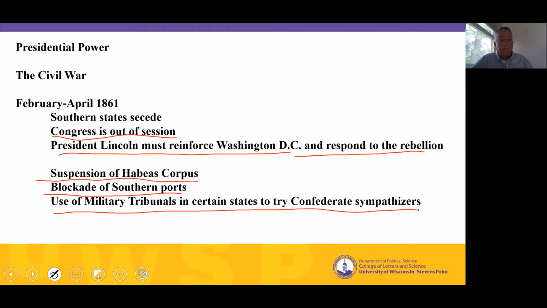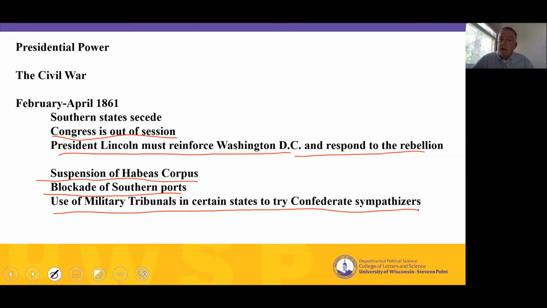Now, we don't deal with the military tribunal cases, but after the Civil War is over in 1867, the Supreme Court rules that Lincoln's use of military tribunals to try civilians in parts of the Union where law and order was still intact, Lincoln violated the Constitution, according to the Supreme Court. We are going to take a look at the first 2 cases, though, Ex parte Merryman and the prize cases.